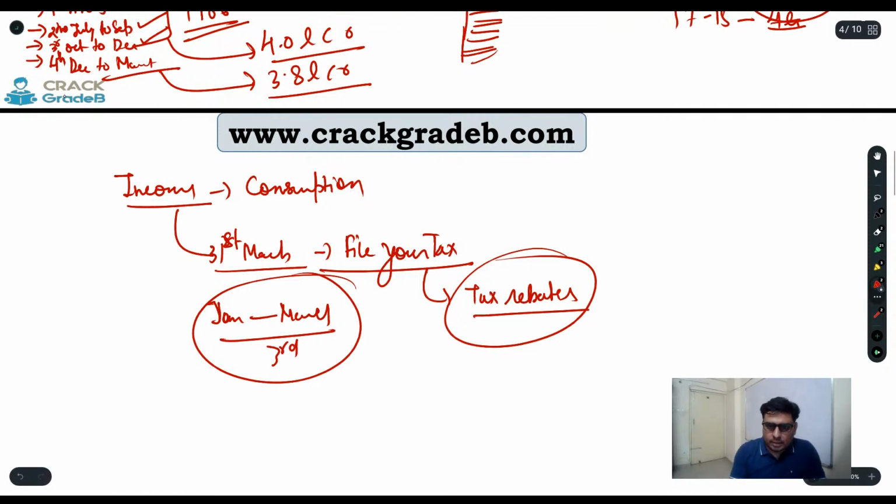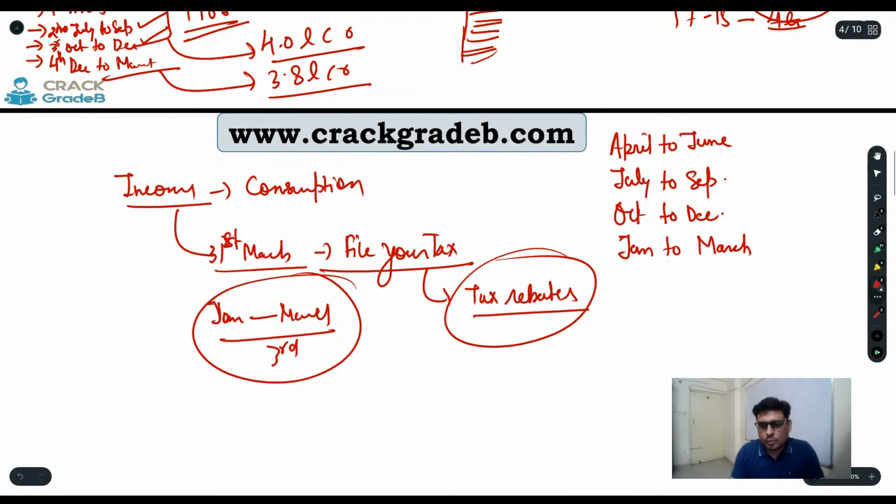Whereas if you look at the Indian economy, the first quarter is April, May, June. Second is July to September. Third is October to December. And the fourth one is January to March. Can you guess in which quarter the government is going to get the maximum amount of tax?